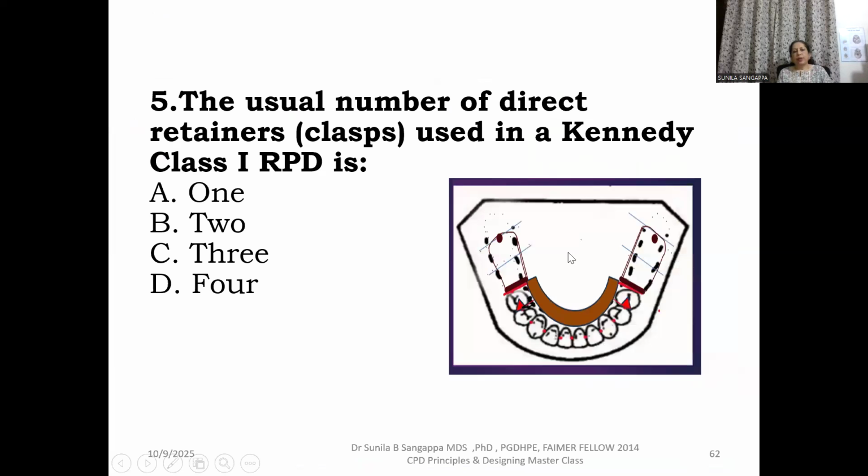So now, another question for you. The usual number of direct retainers used in a Kennedy's Class 1 RPD. The answer, I suppose you already know, that is 2.